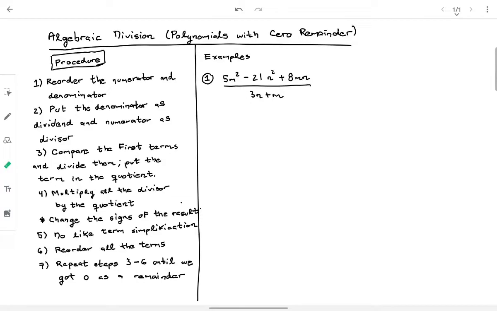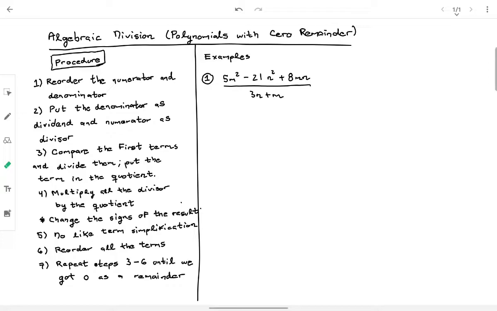Today's topic is going to be algebraic division, the division of two polynomials with zero remainder. It can be a very long process, so it's very important to see the procedure that we need to do in order to do it correctly. We have 7 different steps.